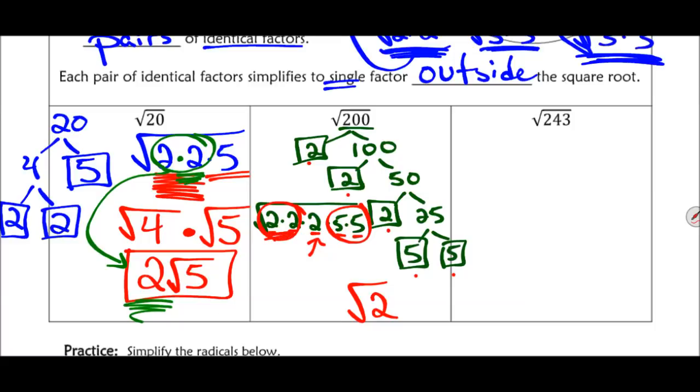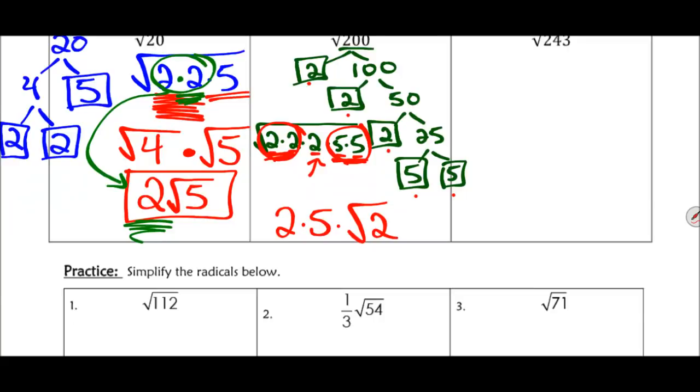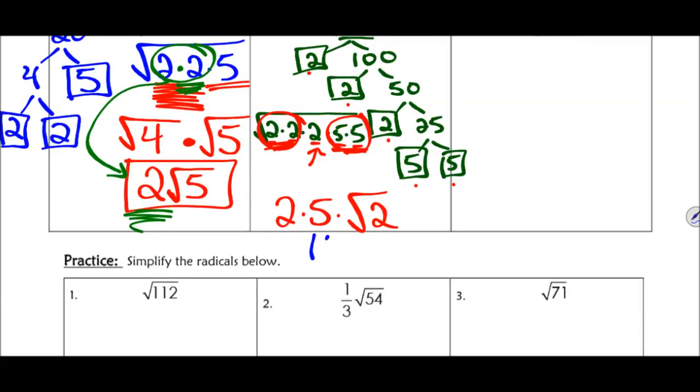So I'm going to have 1 2 on the outside, and it's still being multiplied. Everything here is still being multiplied. I'm also going to have 1 5 on the outside. So it's almost as simple as it gets. I'm still just multiplying these numbers, so I'm going to multiply the 2 and the 5 together. That gives me a final answer of 10 times the square root of 2. And you can write the multiplication symbol, but you don't need it. Having a 10 outside of the square root like that just implies that we're multiplying those two together.